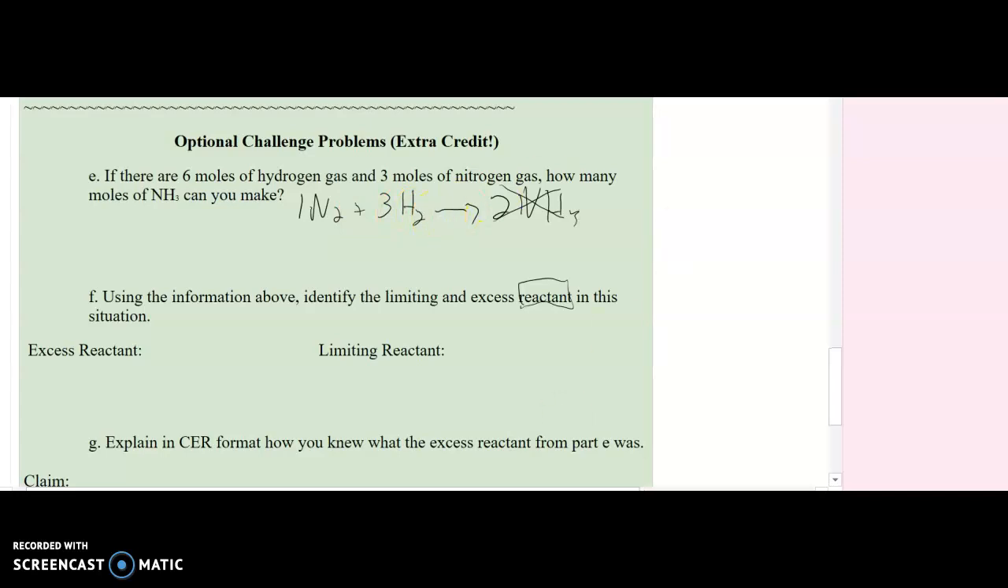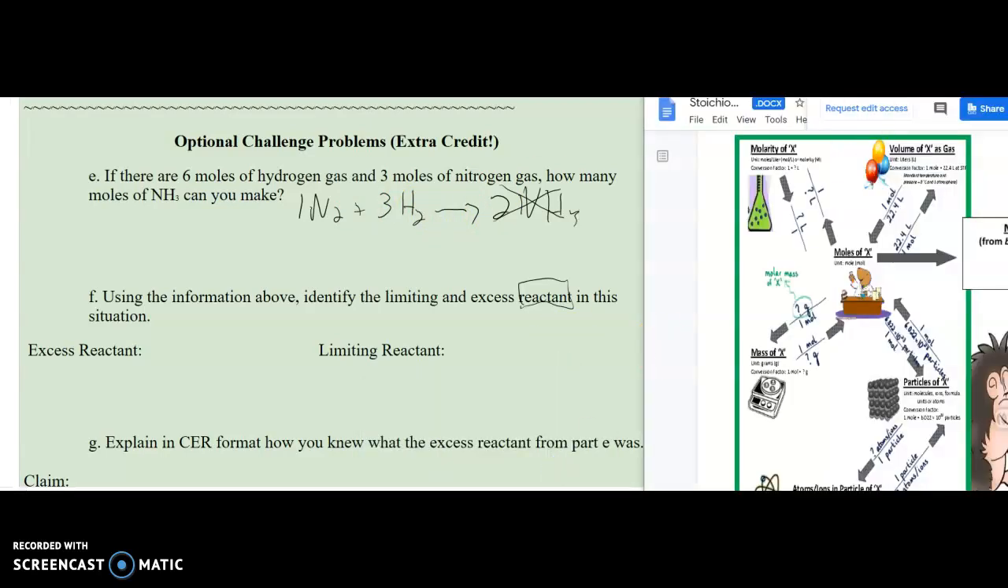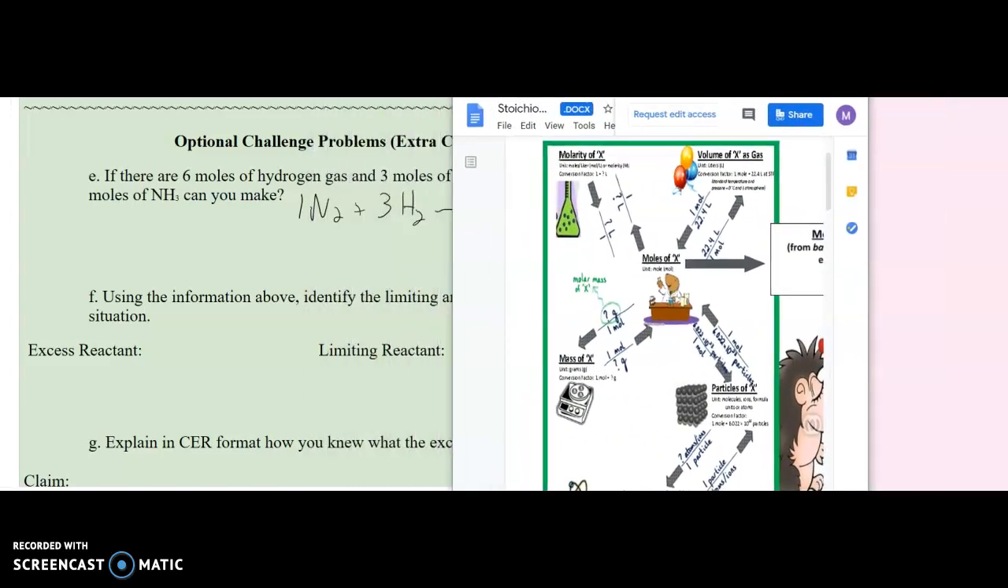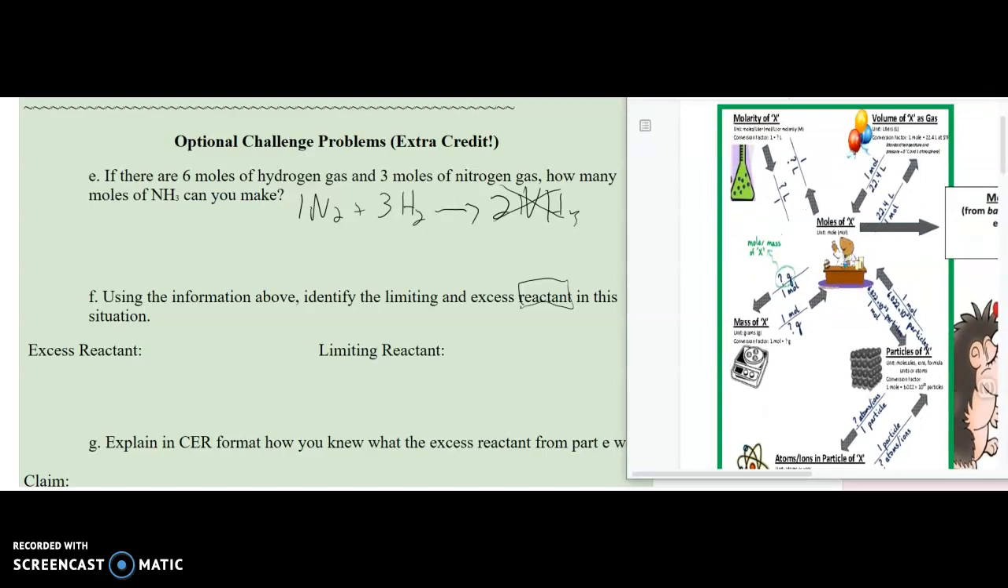I've got my mole map, which I'll bring in and out from time to time. Here it is, sort of to explain it. All right. But what I have to find out is what am I going to run out of first? So it tells me how many things I have. I have 6 moles of hydrogen gas and 3 moles of nitrogen gas. What am I going to run out of first? This is how we do it. All right, so let's start with hydrogen.